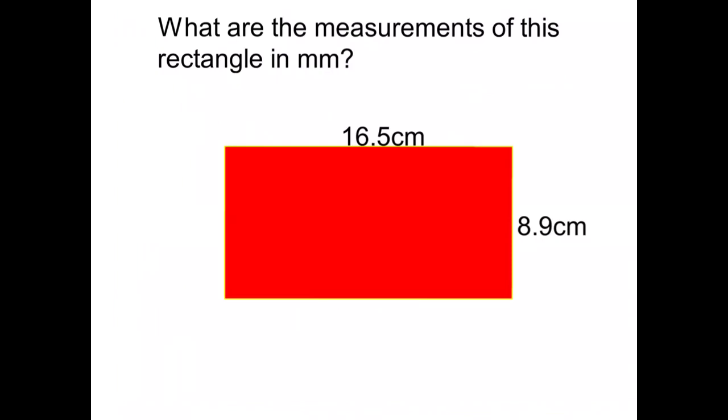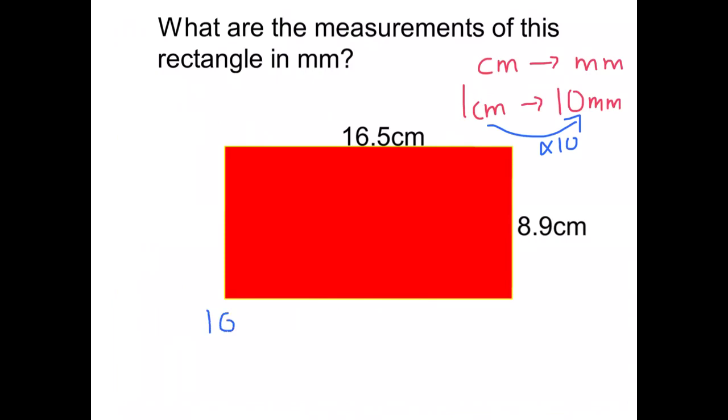What are the measurements of this rectangle in millimetres? Its length is 16.5 centimetres. Its width is 8.9 centimetres. This question is testing our ability to be able to convert from centimetres into millimetres. So as we already know, 1 centimetre is the same as 10 little millimetres. So to get from centimetres to millimetres, I have to multiply it by 10. So I take my first length of 16.5 centimetres and I multiply it by 10.